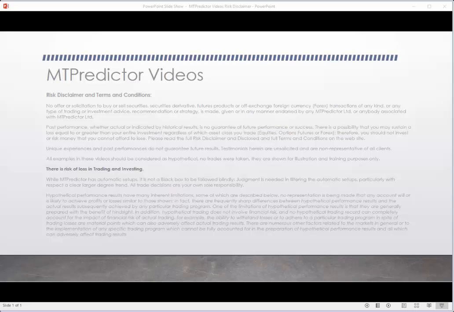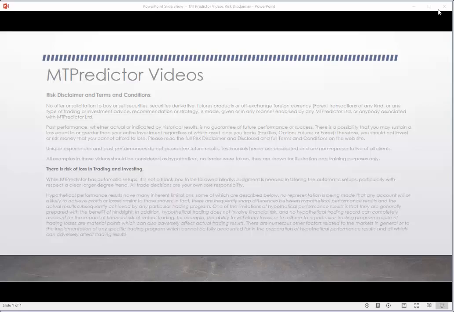But as usual, let's start with our risk disclaimer and remind you that all examples in these videos should be considered as hypothetical. No trades are actually taken, they're just shown for illustration and training purposes only. Remind you there's a risk of loss in trading and investing. We will be looking at some losing trades today. It's important to remind everybody that losses can and will and do unfold. It's important that you accept this because that's an important part of trading.